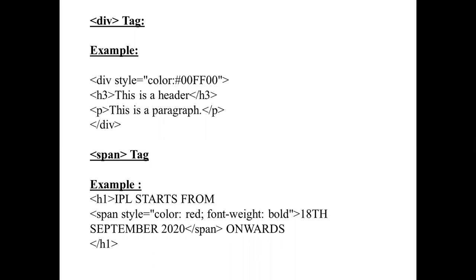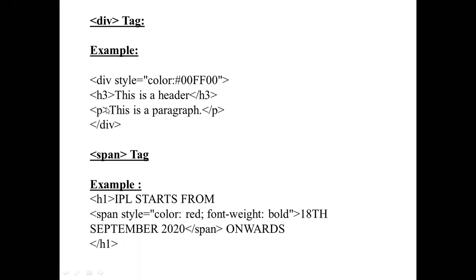Here the div tag is used to divide the content into different sections. After dividing the content into sections, we apply style to each section. For example, div style equal to some color. The HTML content is divided into this one, and we apply style to this section. This is a header, this is a paragraph, this is one section. We apply the style color to this section. So the division tag divides the HTML content into different sections, which are then styled with CSS.